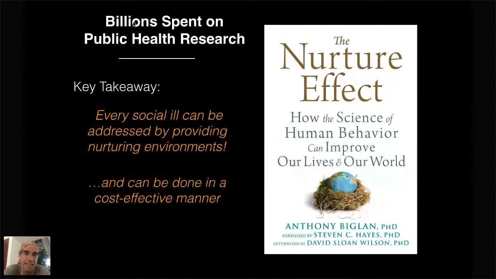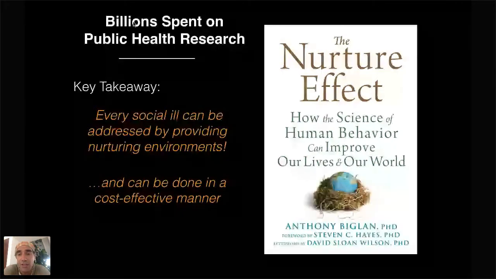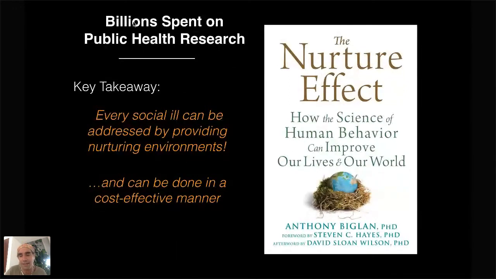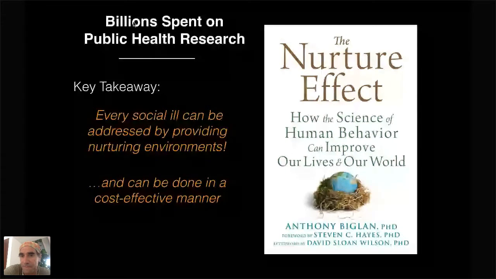And what Tony Biglin did was he and another researcher in public health were asked to do a survey for the US Congress, where they assessed, from the billions of dollars spent by the National Institutes of Health in the United States on public health outcomes, what were the key findings? And they found the single pattern that unified all research studies, which was this: every social ill can be addressed by providing nurturing environments, and it can be done in a cost-effective manner.